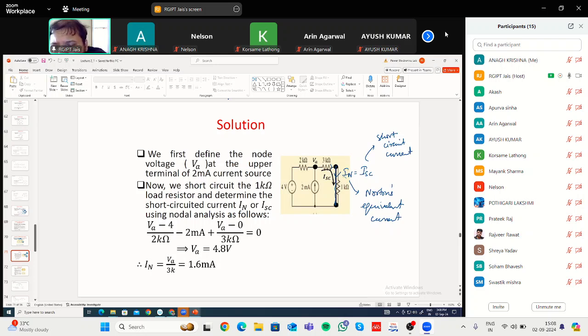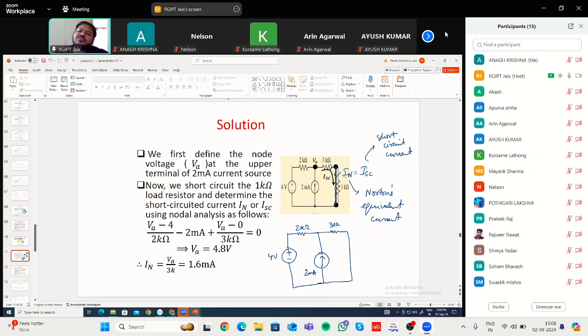Now, here you can see that the circuit will become like this. 4 volt, 2 kilo ohm resistance, another independent current source that is of 2 milliampere. Then again a resistance is there, 3 kilo ohm. This 1 kilo ohm you have replaced with a short circuit, so it will be shorted.